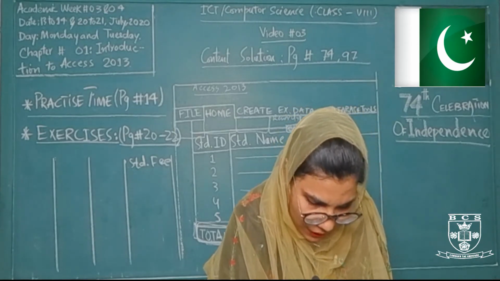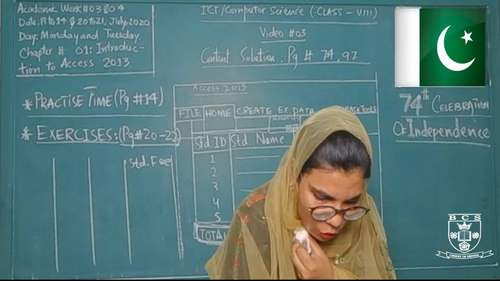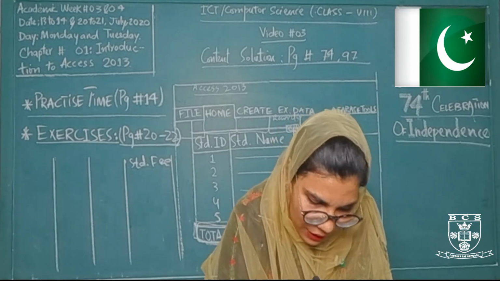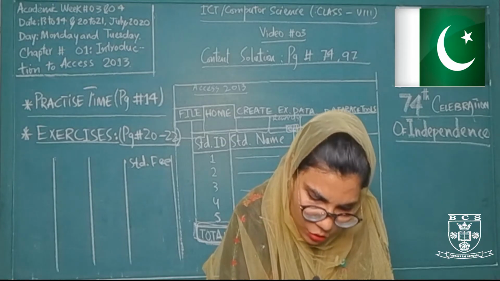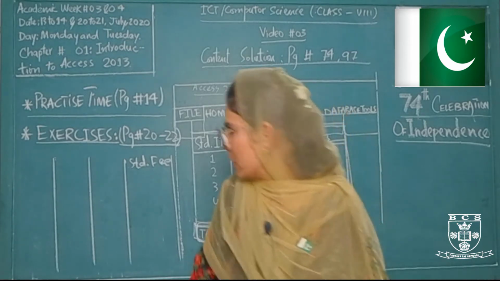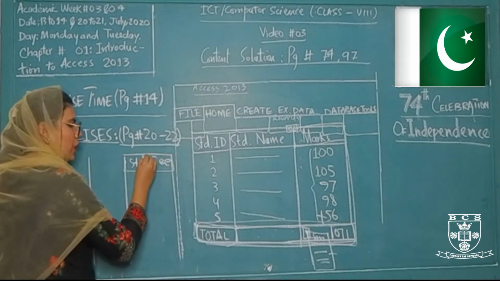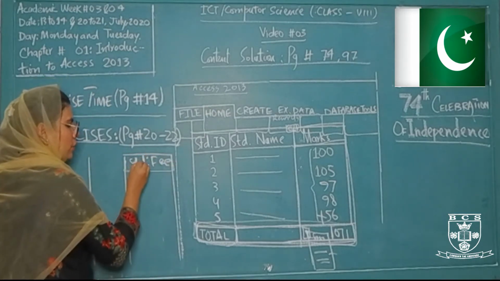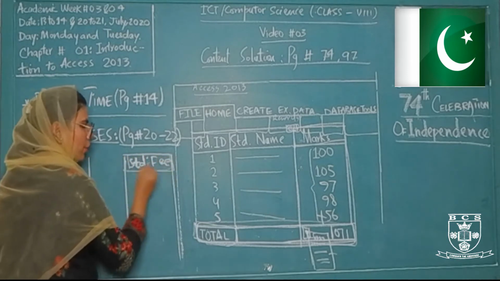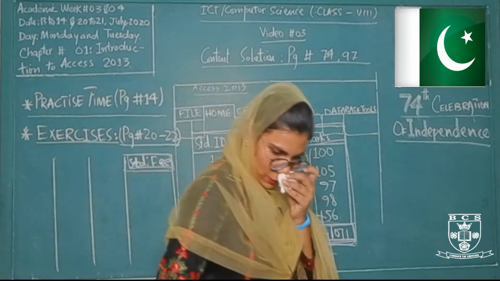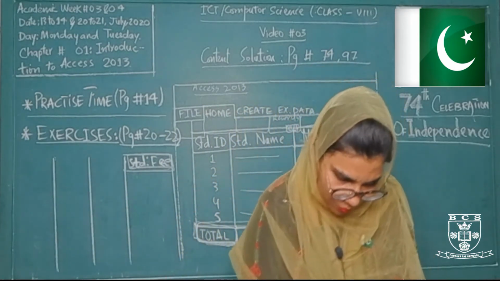To rename the field student fee, what do we have to do? Option A, double click the field header and type in new name fee amount. With the help of your mouse button, double click on this field header, and it will be highlighted with the blue color. Then you will start typing the new name of this field, that is fee amount.